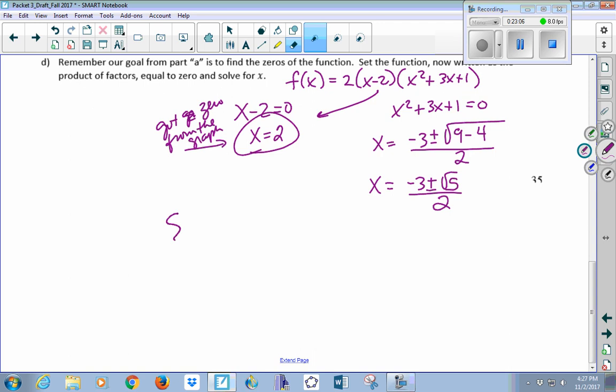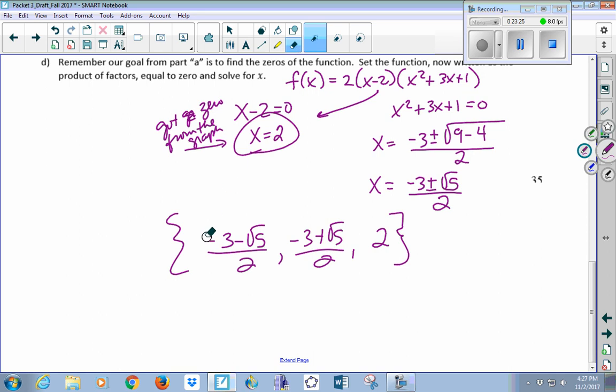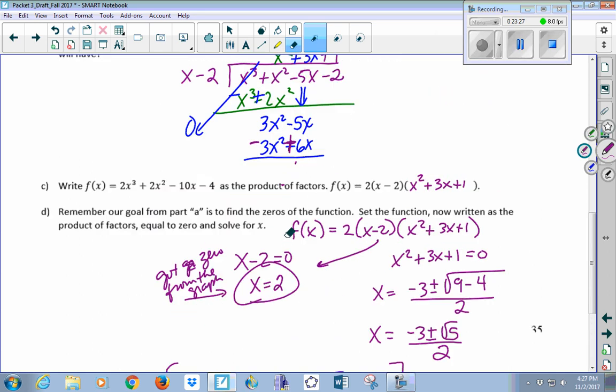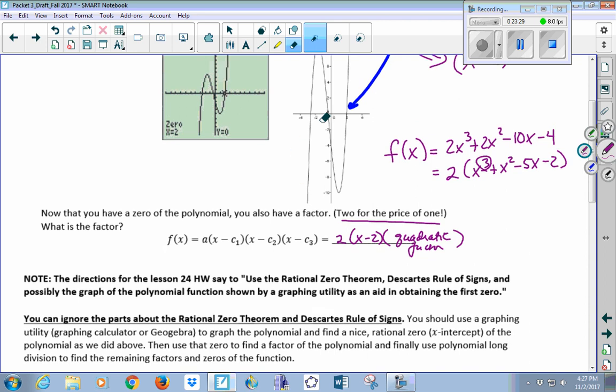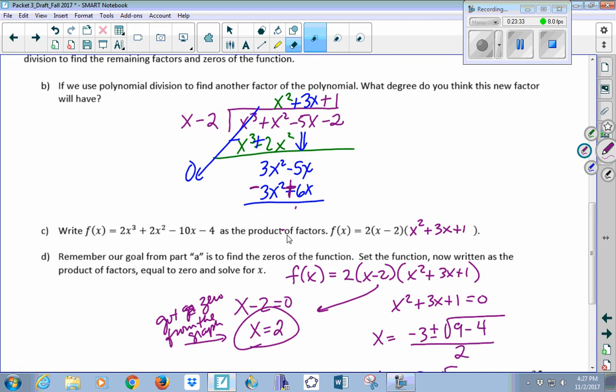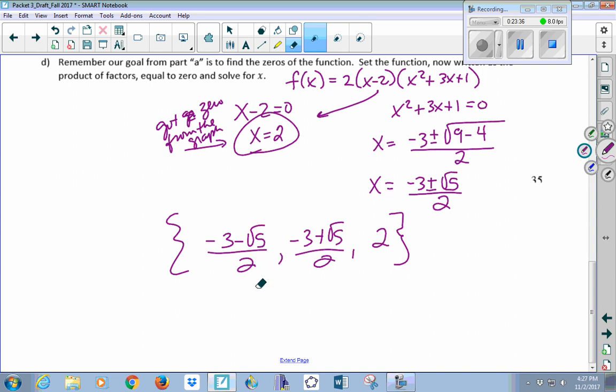So here's our zeros. We have negative 3 minus the square root of 5 over 2. We have negative 3 plus the square root of 5 over 2. And then our largest zero, the one furthest to the right, is 2. So these are the exact zeros, exact. If you wanted to estimate them so that you could put a little dot on the x-axis here for your x-intercept, then you could estimate these to 1 or 2 places.